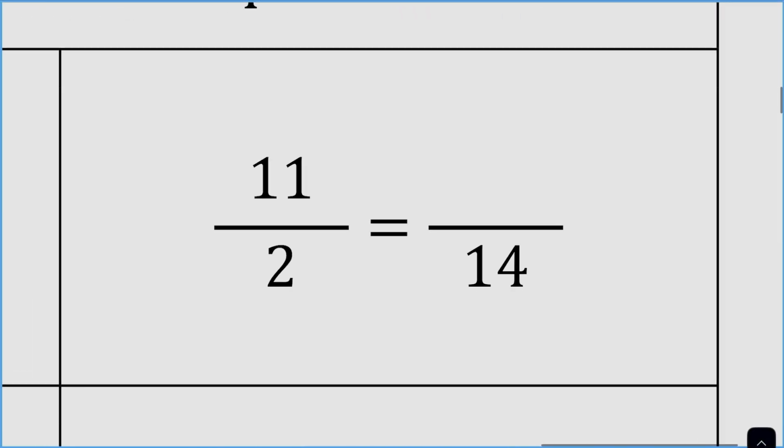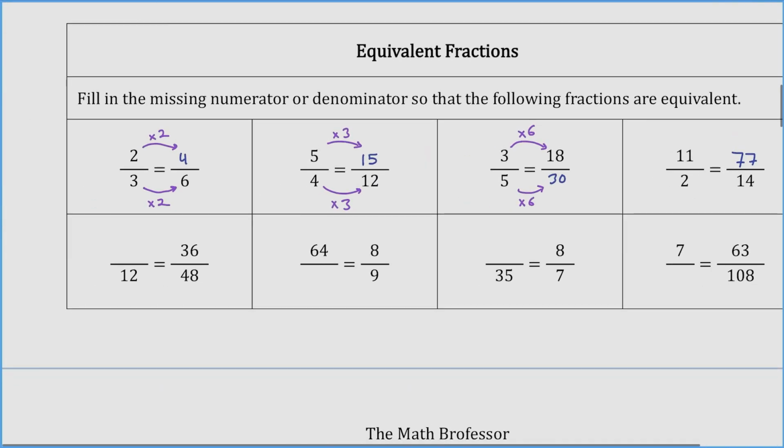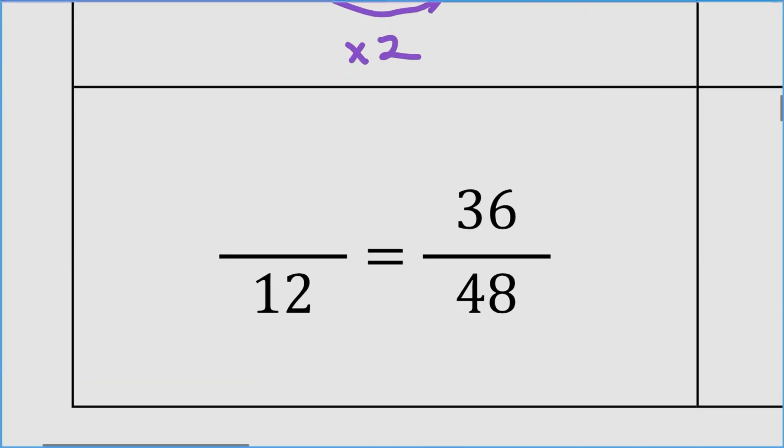Good. Here we go. This one you multiply by 7, so it's going to be 77. I'm going to speed things up a little bit here. 77. How about this one right here? The denominator got multiplied by 4. So, this one's a little bit backwards.